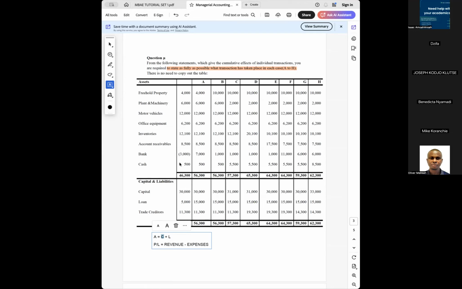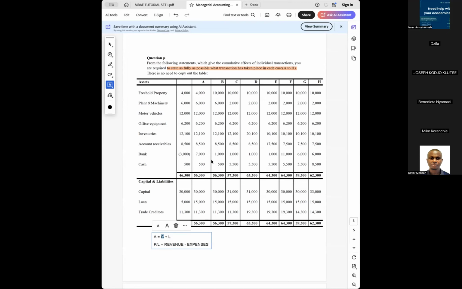Bank used to be negative 3,000. But now bank comes to 7,000 positive. All right. Bank used to be 3,000 negative. Now it comes to 7,000. So bank has changed. So we need to note out the amount of change. How do we note out the amount of change?